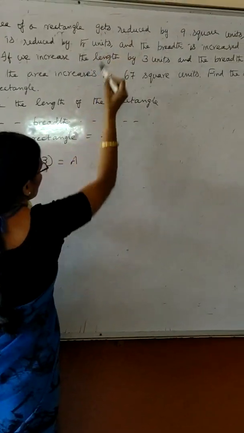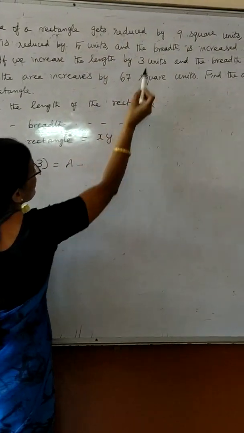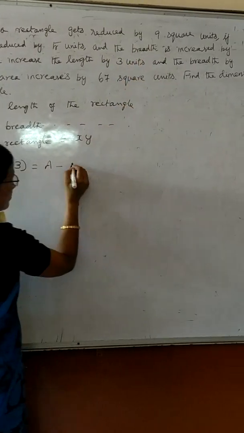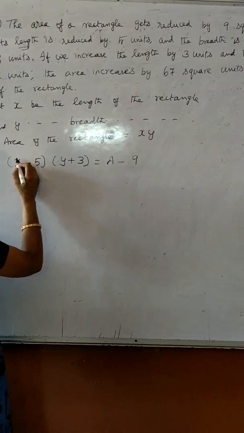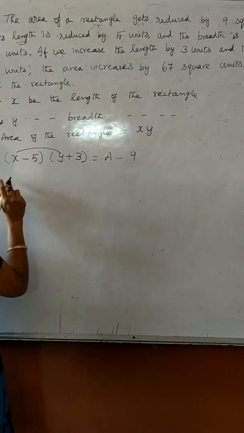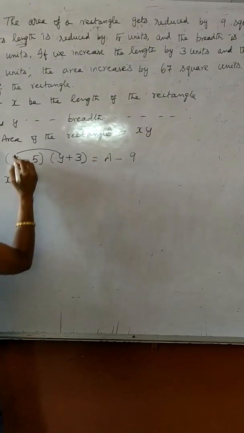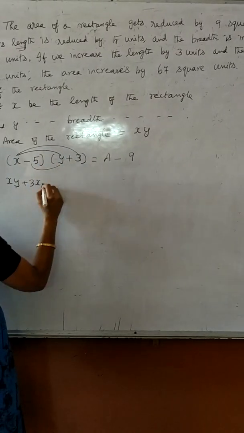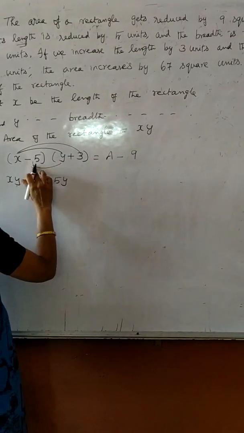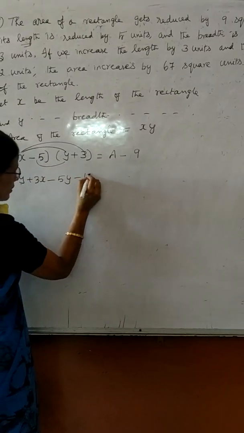Area gets reduced. Reduced means minus. How much is it? It is 9. A minus 9. Here, I multiply. It is xy. x into 3, 3x. Minus 5 into y, minus 5y. Minus 5 into 3, minus 15.